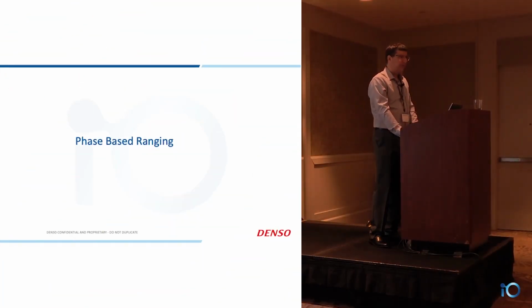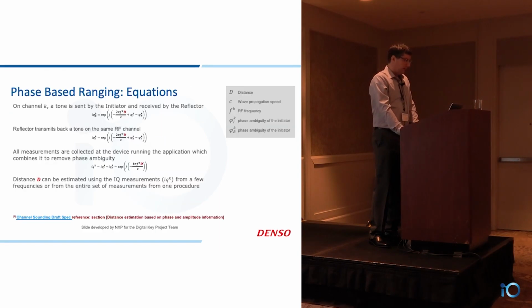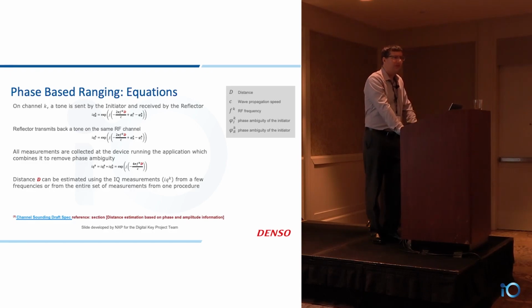So I'm going to start with a description of phase-based ranging. And I think the fastest way to bore an audience and put them to sleep is to show equations. So sorry for showing the equations. So let's not focus on trying to understand the details of the equation, and let's look first at the bullet points or the main points of the topic. So in phase-based ranging, it is a tone exchange between the initiator and the reflector.